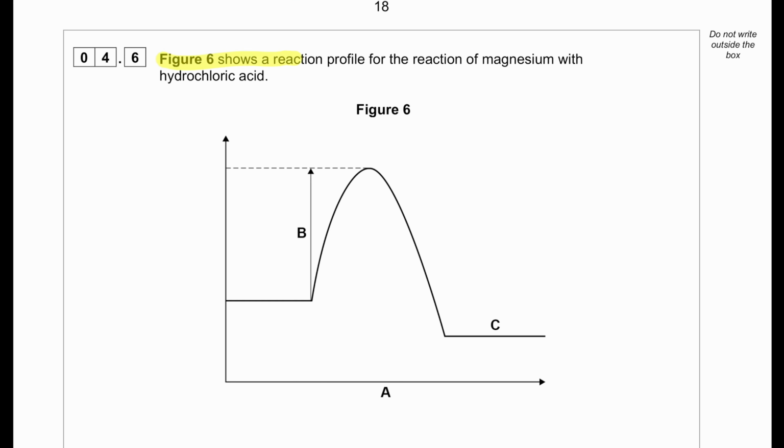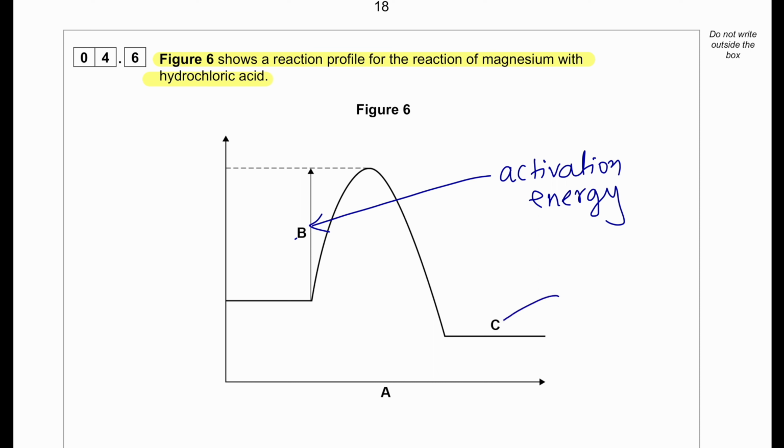Figure 6 shows a reaction profile for the reaction of magnesium with hydrochloric acid. So B is representing activation energy. Every reactant requires activation energy before it can start reaction. C on the other hand is the product, and A is actually the progress of reaction.